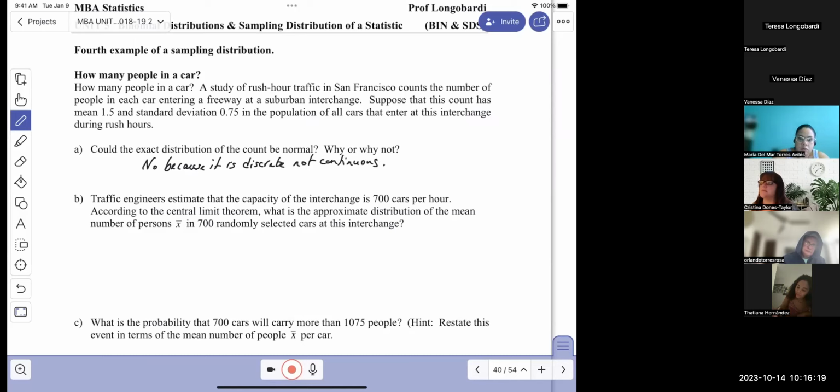So during the exam, is writing no because it is discrete okay, or do I need to make some calculations? For that one, you don't need to make calculations. Yeah, just a comment. And then also, it's not continuous, and also because you don't have any other information.